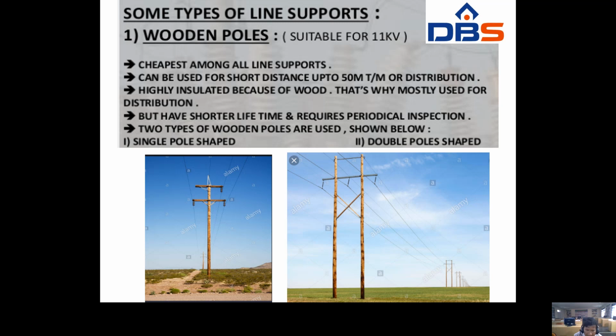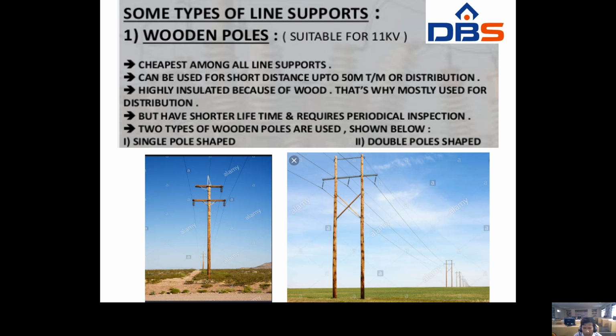Look at the picture. These are the wooden poles. They may be utilized below 11 kV, the cost is less, and they are highly insulated because of the wood. That's why they are utilized more in the distribution system. But the lifetime is less, so periodic, time to time inspection is required. That means repair and maintenance cost is more.